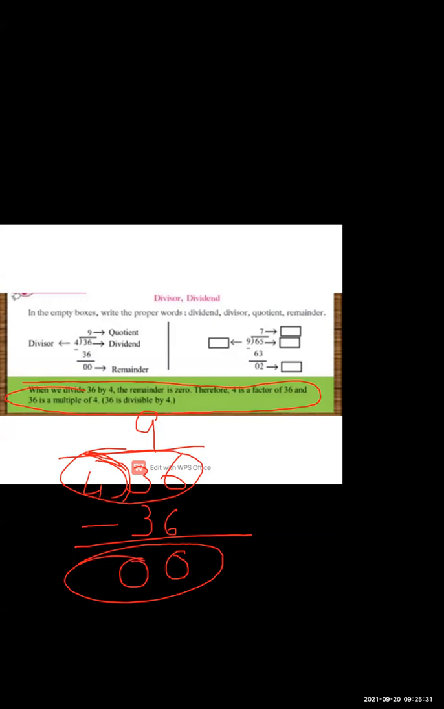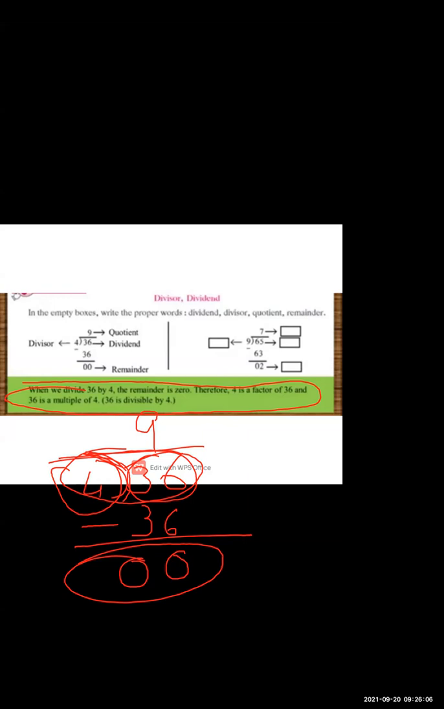Therefore, 4 is a factor of 36 and 36 is a multiple of 4. That is, 4 is a factor of 36. Factor means this number 36 is divided in the 4 table. It means 36 is coming in the 4 table. Sorry, 4 is a factor of 36.